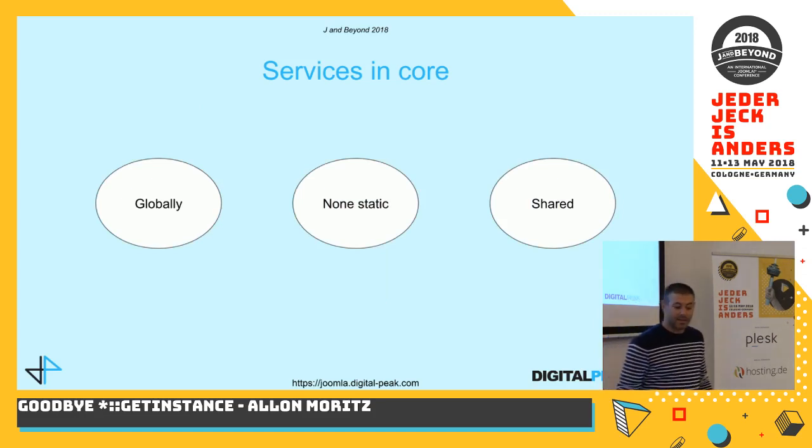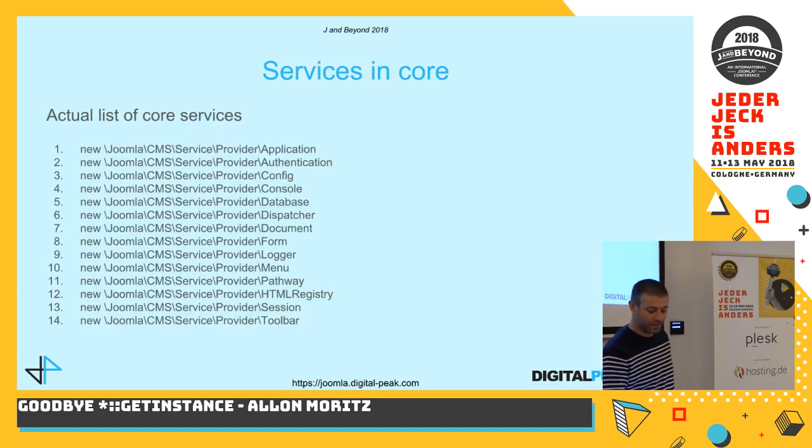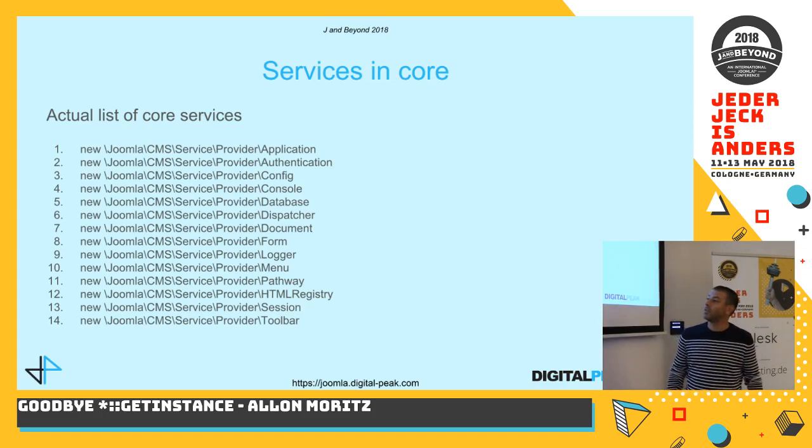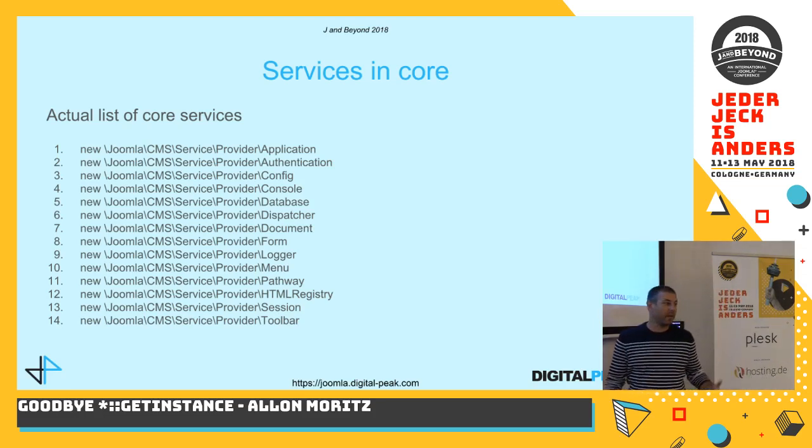As I said, these services come globally from the container. They are not static and they are shared, so you always get the same instance. For example, if you request the document service, you get the same instance out of the container. Actually, we have 14 service providers in core, which are providing different services. You can have a logger, a menu, pathway. Basically, we migrated in the first step almost everything which has a getInstance function, or which you can access from JFactory.